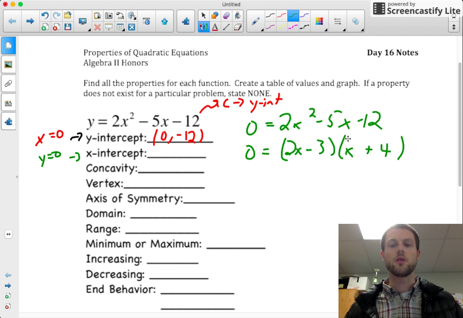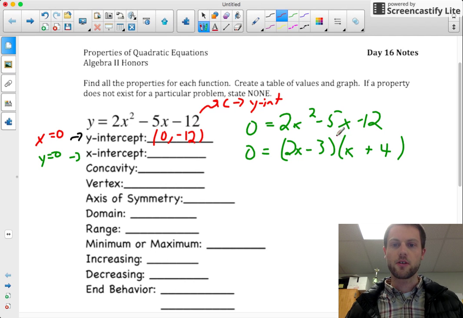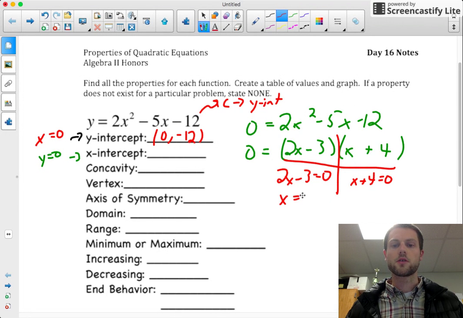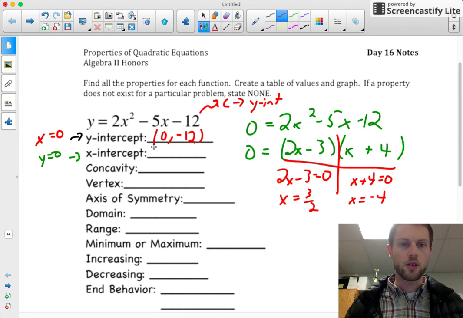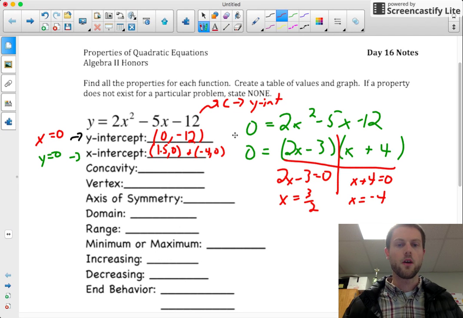Yes, that works. Okay, so now I'm going to split my factors. And I get 2x minus 3 could equal 0, or x plus 4 could equal 0. So it looks like x is going to equal 3/2 over here, and x is going to equal negative 4. So that means my two x-intercepts will be at (1.5, 0) and (-4, 0). That's the two of them.